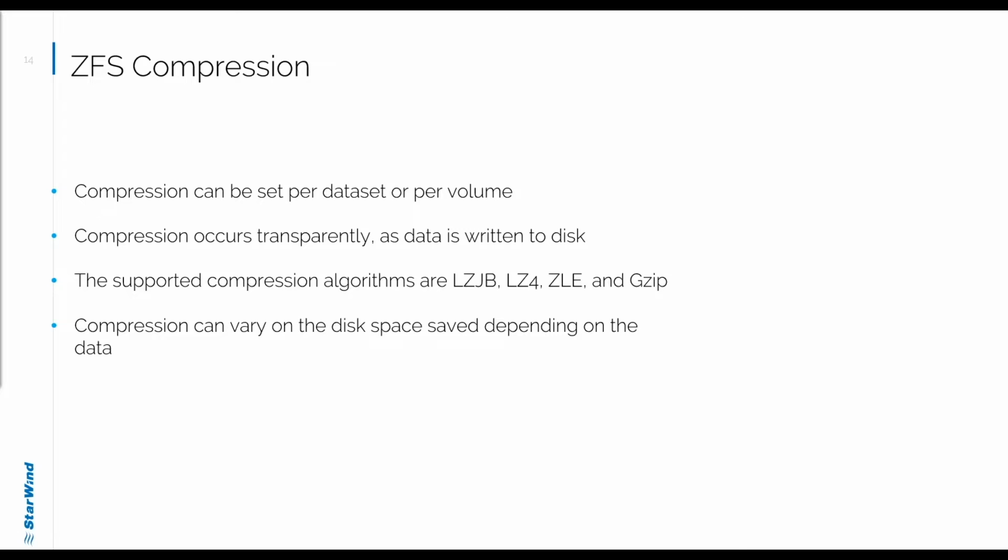The supported compression algorithms previously were LZJB, LZ4, ZLE, and gzip, but since LZ4 has been introduced to ZFS on Linux, it is now the preferred way to do compression with ZFS. Of course, compression efficiency can vary on the disk space saved.